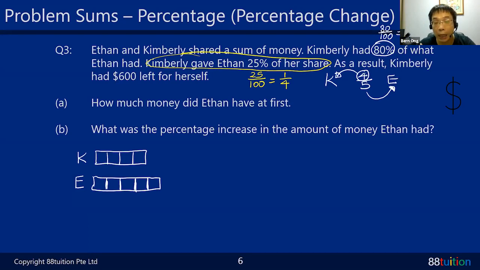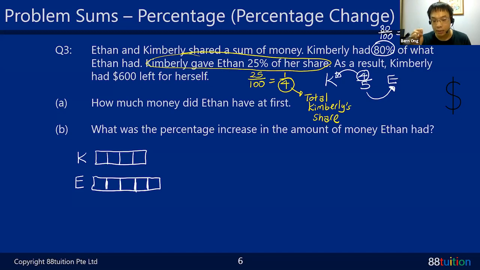All right. So down here, be careful. Read the sentence, Chloe. Kimberly gave Ethan 1/4 of her share. 1/4 of her share. That means this 4 is what? This 4 is the total of Kimberly's share. You must read the question. It's not every time total one. Total Kimberly's share. And out of the 4 total Kimberly share, 1 of it is given to Ethan.